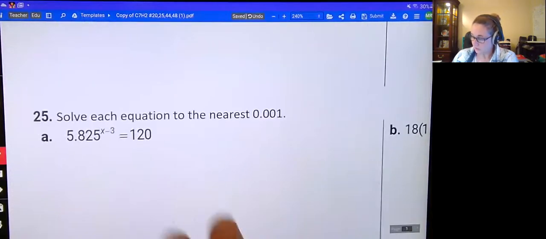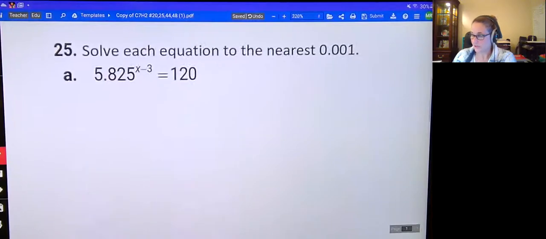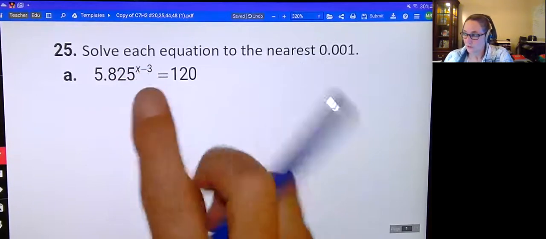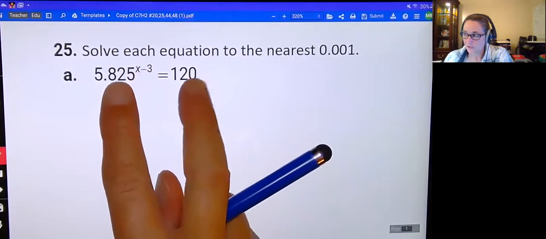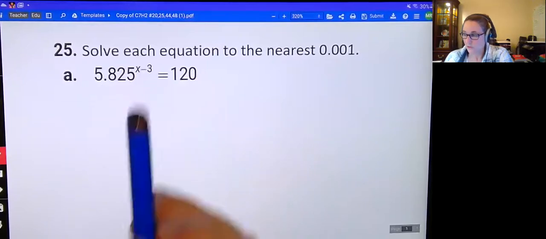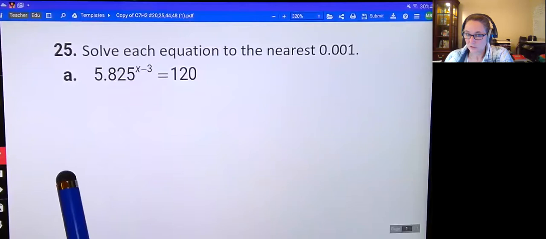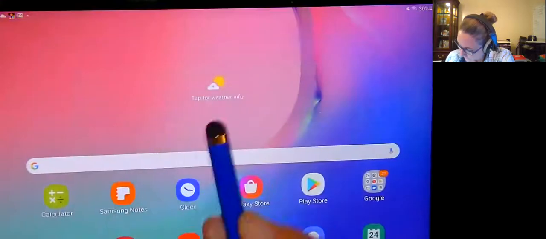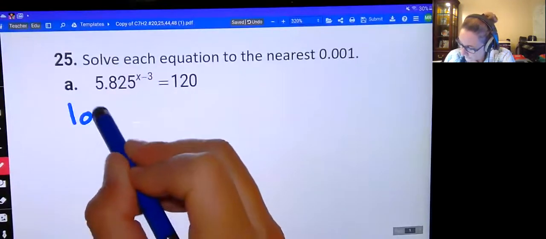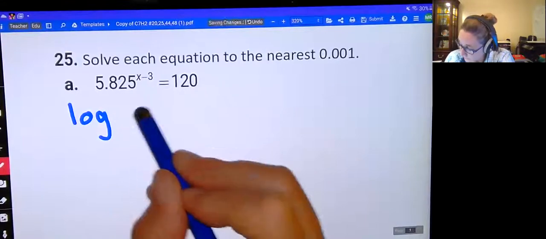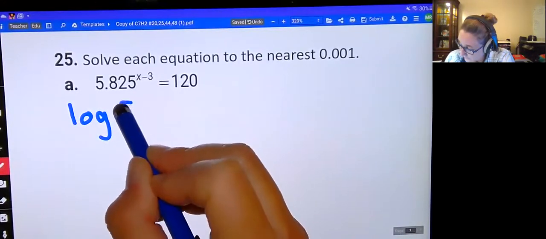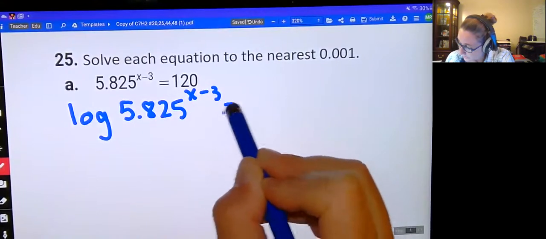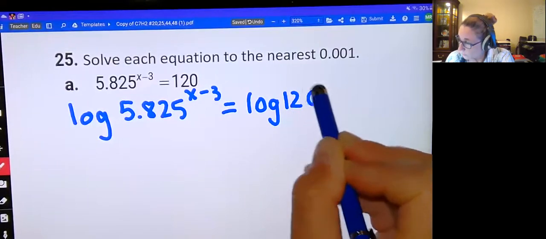Now, these next ones are like the problems we were doing the other day in class, where you have a base to a power. So whenever you have a base to a power, if you cannot make these bases be the same, which we definitely cannot make these be the same, you're going to use logarithms. And your goal is to get your base by itself. Then you're going to use logarithms. Now, in this case, I'm going to log both sides. So I'm going to have log of, and I'm going to log base 10. Okay, so log of 5.825 raised to the x minus 3 power equals log of 120.